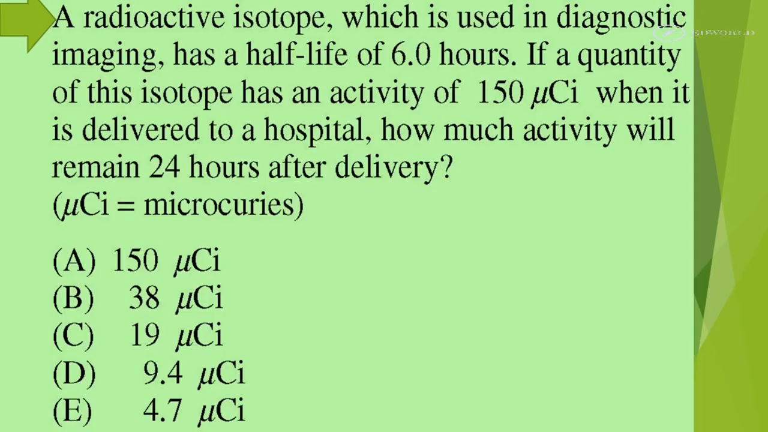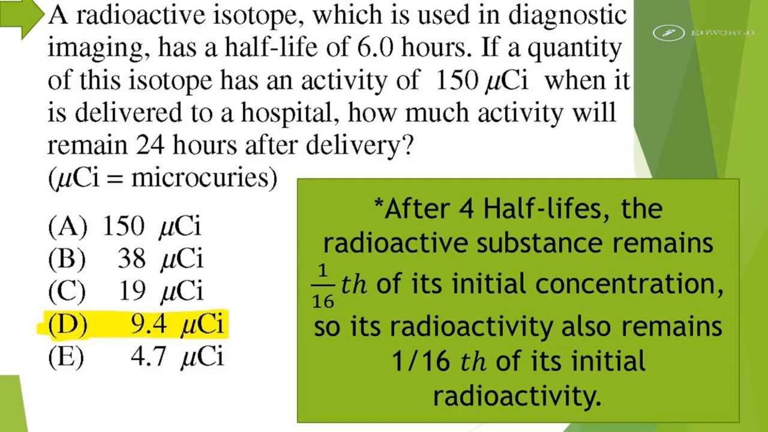A radioactive isotope which is used in diagnostic imaging has a half-life of 6.0 hours. If a quantity of this isotope has an activity of 150 microcurie when it is delivered to a hospital, how much activity will remain 24 hours after delivery? After 4 half-lives, the radioactive substance remains 1/16 of its initial concentration, so its radioactivity also remains 1/16 of its initial radioactivity.